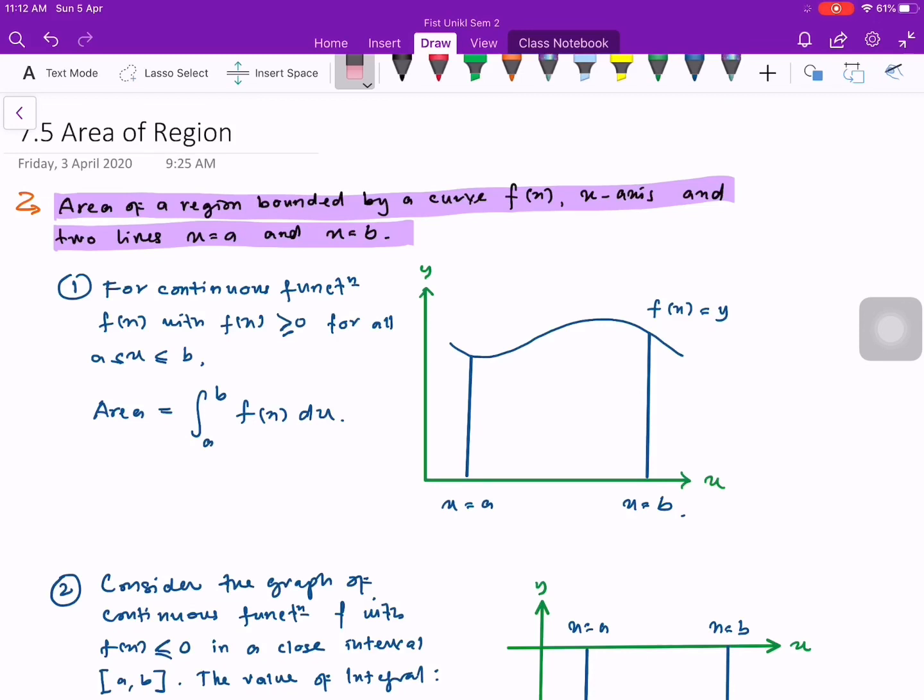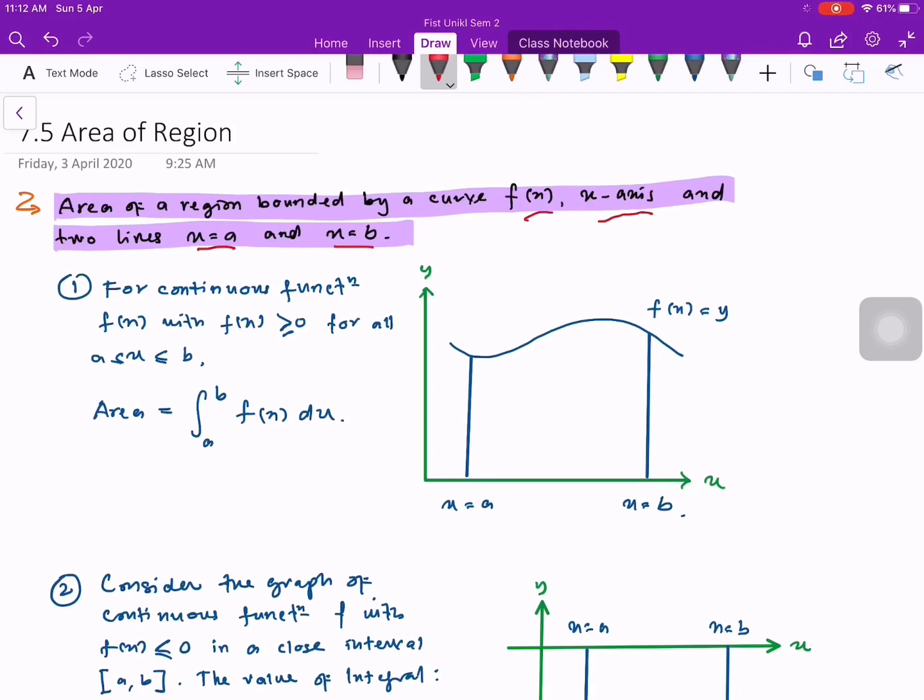Okay, in this case, we are going to talk about a region which is bounded by a curve of f(x), the x-axis, and two lines x equals A and x equals B. Bounded ni bermaksud dalam kes ni adalah kawasan yang terkepung oleh curve yang disebutkan tadi. Kita ada f(x), kita ada x-axis, we have x equals A dan x equals B. Okay, baik, kita tengok yang pertama.